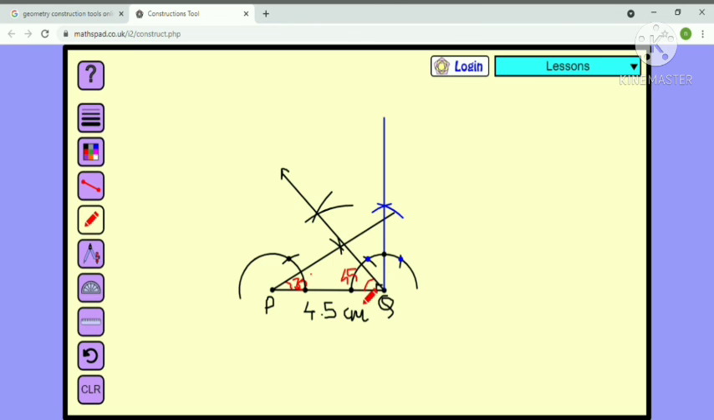So here we have constructed triangle PQR, where angle P is equal to 30 degree, angle Q is equal to 45 degree, and segment PQ is equal to 4.5 centimeter.